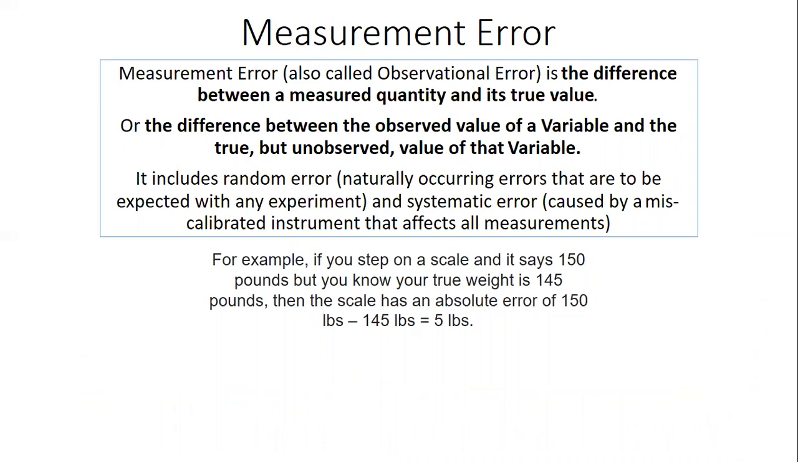Let me introduce measurement errors for today. Measurement error, also called observational error, is the difference between a measured quantity and its true value, or the difference between the observed value of a variable and the true but unobserved value of that variable.